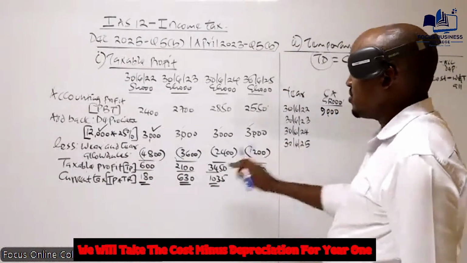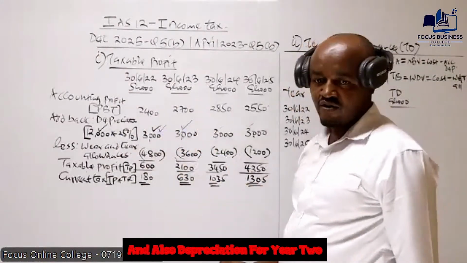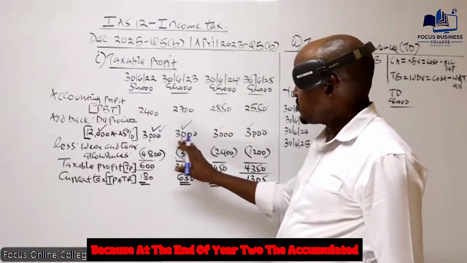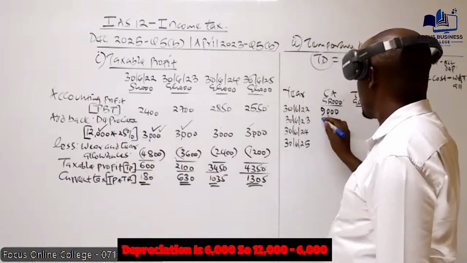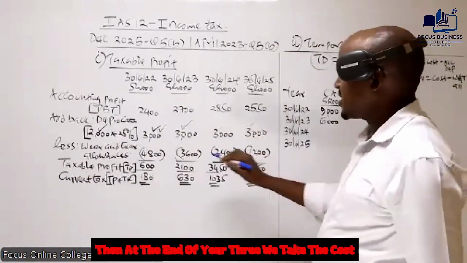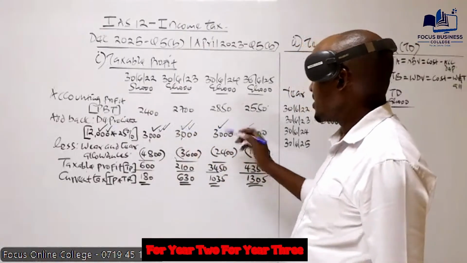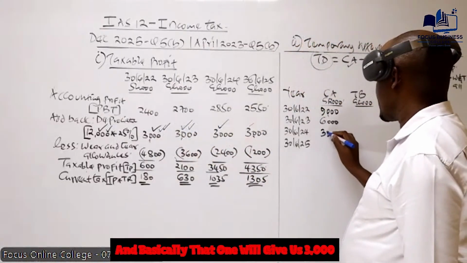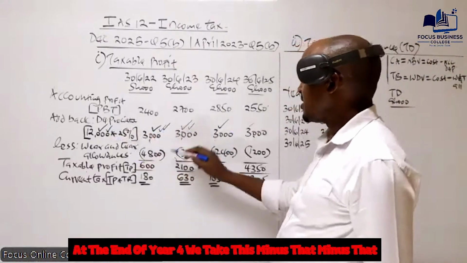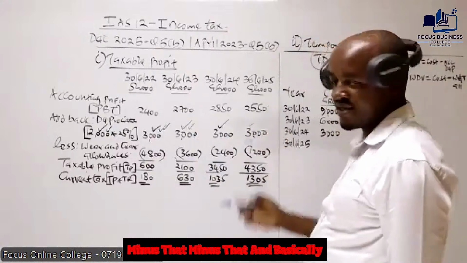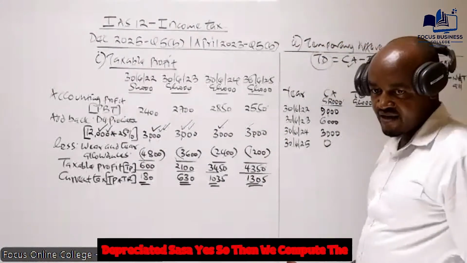In year two, we will take the cost minus depreciation for year one and also depreciation for year two, because at the end of year two, the accumulated depreciation is 6,000. So 12,000 minus 6,000, that will give us 6,000. Then at the end of year three, we take the cost minus depreciation for year one, year two, and year three, and basically that one will give us 3,000. At the end of year four, we take the cost minus all four depreciation charges, and basically the net book value here will be 0. The asset will be fully depreciated.